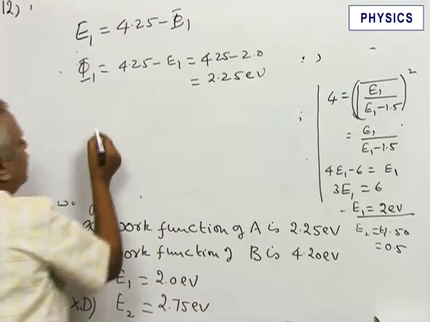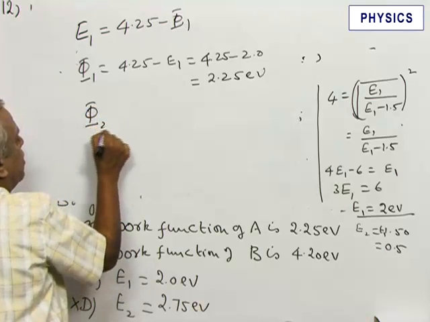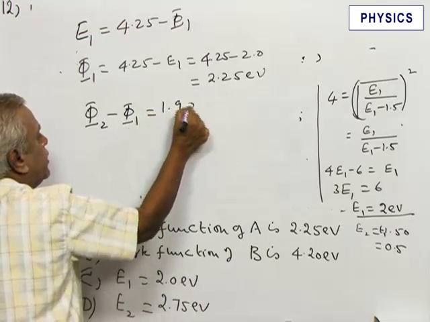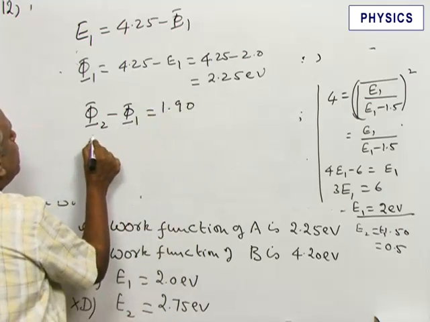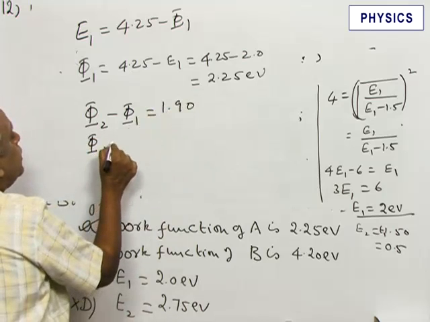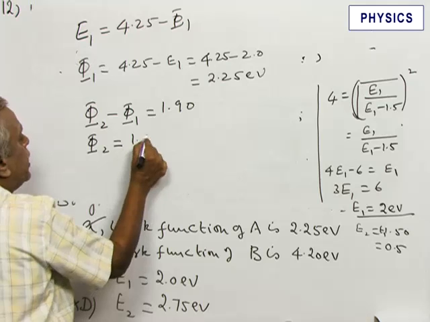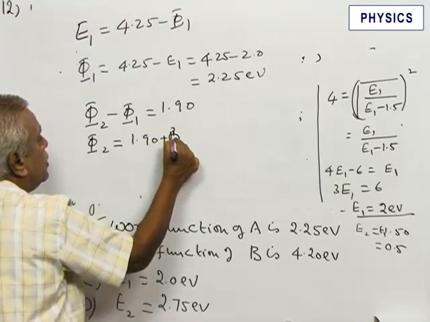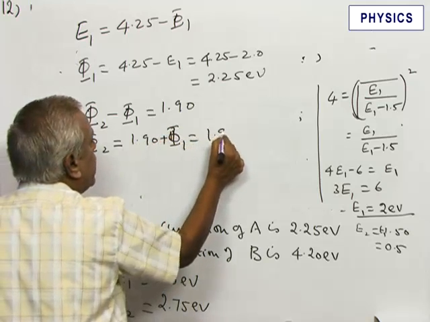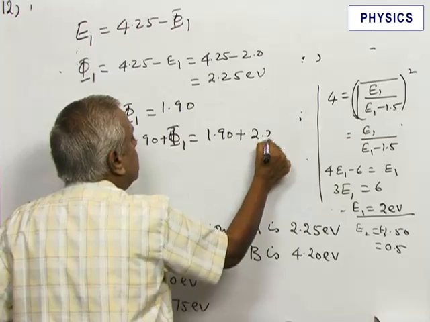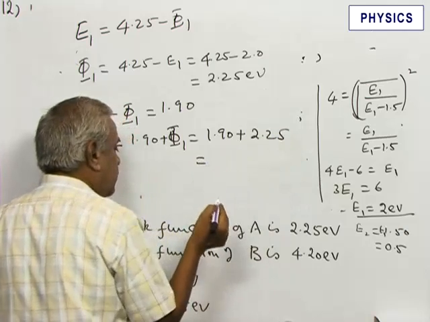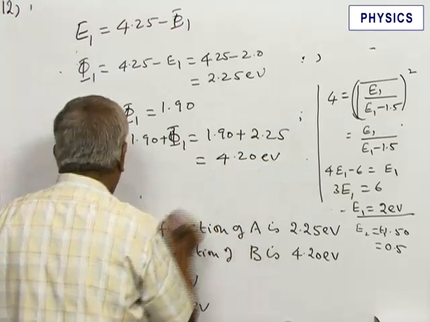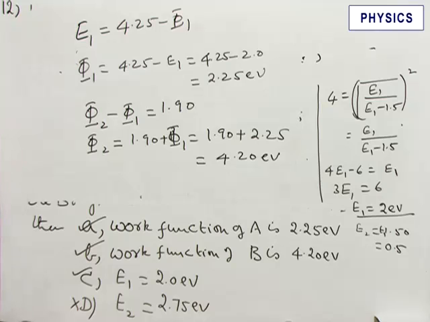Again, coming to the second one, phi 2 minus phi 1 is proved to be equal to 1.95. So phi 2 is equal to 1.95 plus phi 1, that is 1.95 plus 2.25, which is equal to 4.2 electron volt. So the second option is also correct.